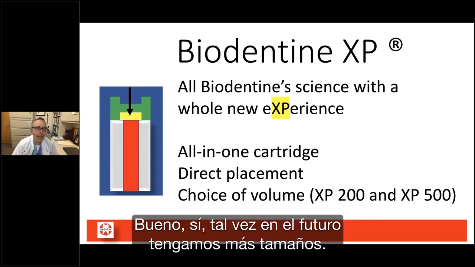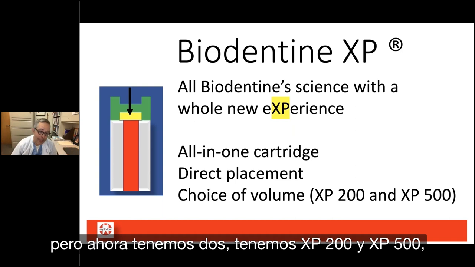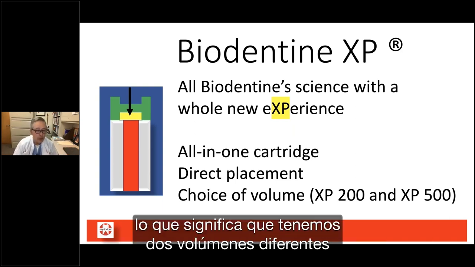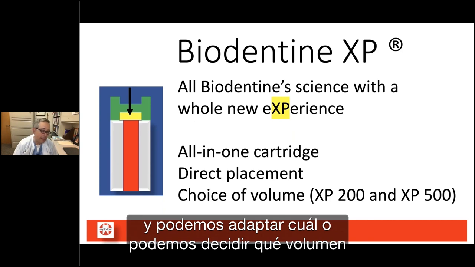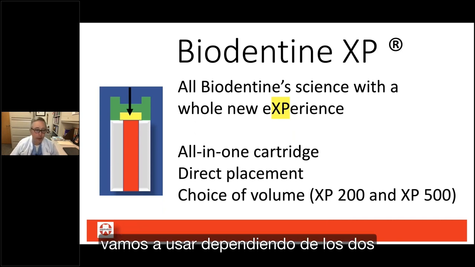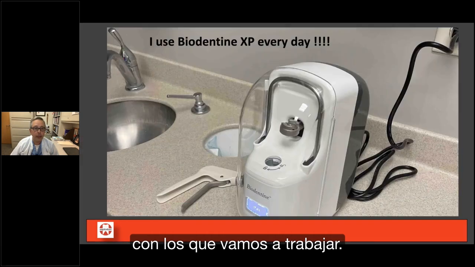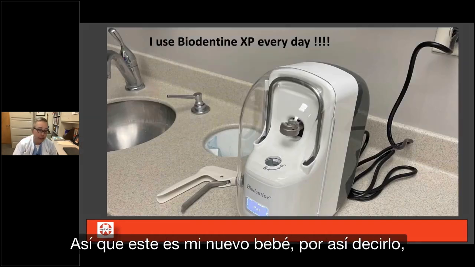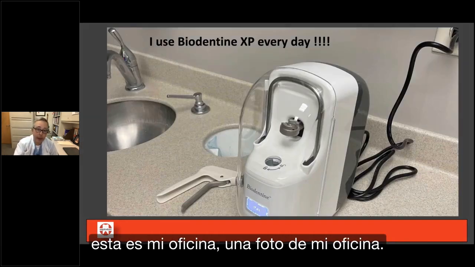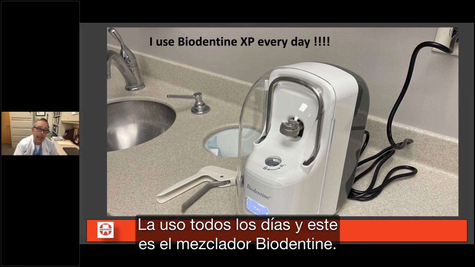Well, maybe in the future we'll have more sizes, but now we have two. We have XP 200 and XP 500, which means that we have two different volumes, and we can decide which volume we are going to use depending on the tooth that we are going to work on. So this is my new, I would say, my new baby. This picture is from my office. I use this every day, and this is the Biodentine mixer.